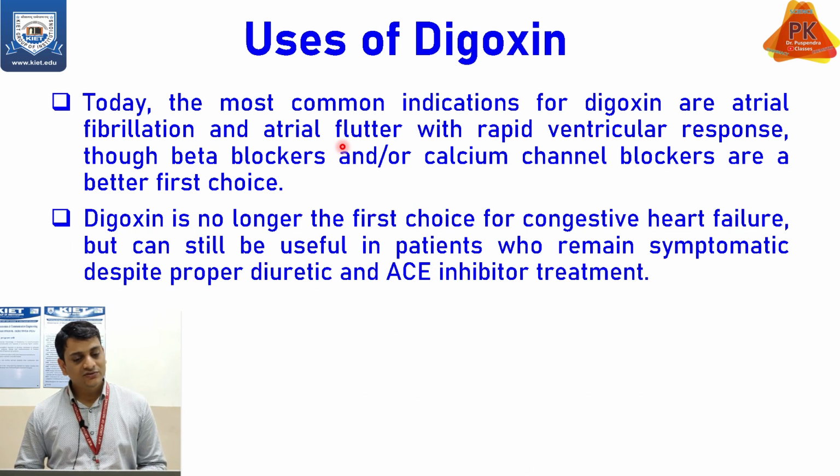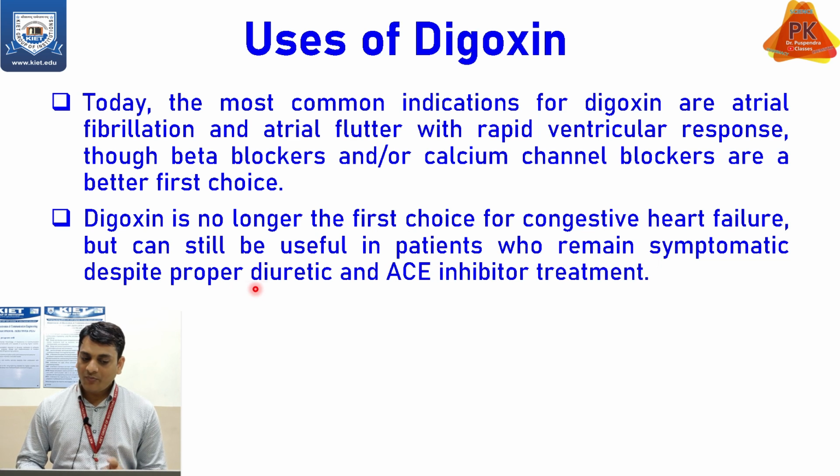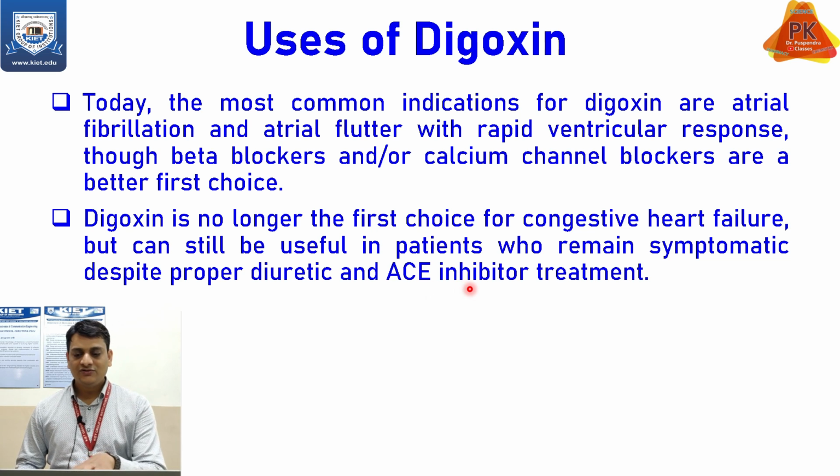Now coming to the second use. So digoxin is no longer the first choice for congestive heart failure, but can still be useful in patients who remain symptomatic despite proper diuretic and angiotensin converting enzyme inhibitor treatment. So it is also used for CHF.